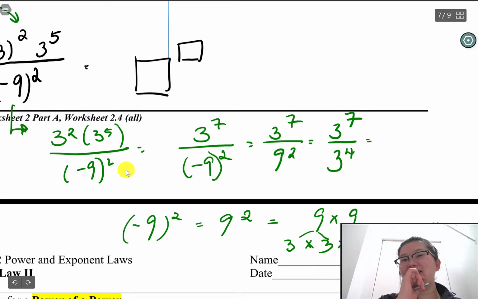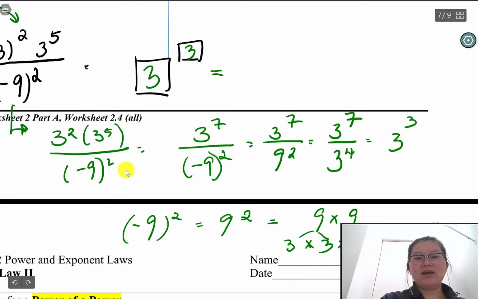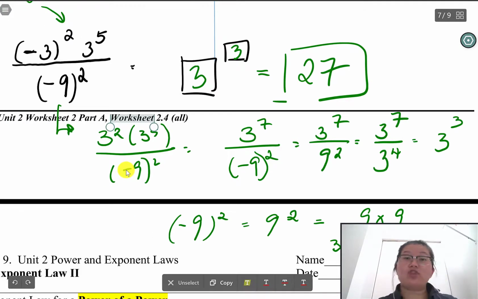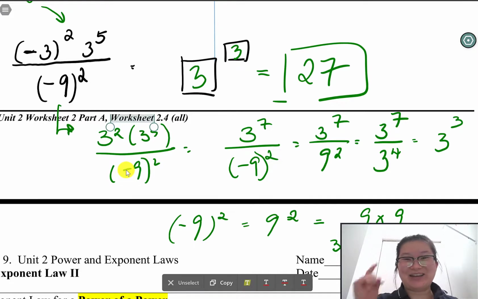Now can I divide? Yes, I can. I have the same base of 3. 7 minus 4 is 3. So my final answer is 3 to the power 3. After evaluating, this gives me 27. If you don't believe me, put this original thing in your calculator and check it out. This is the power of exponent laws.